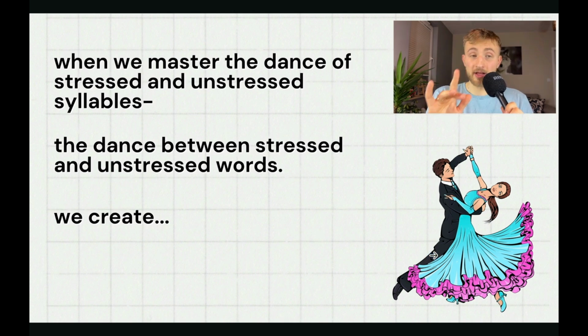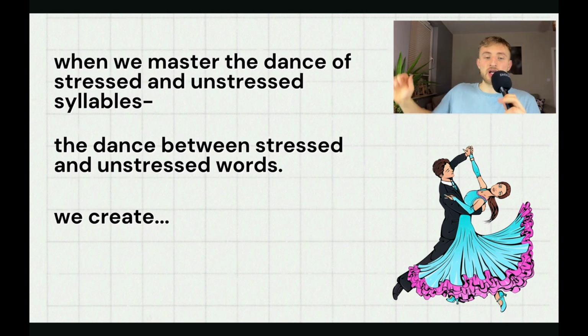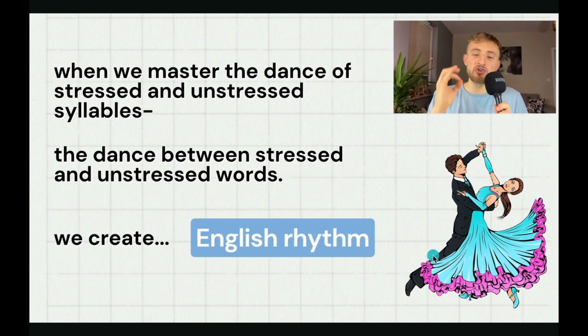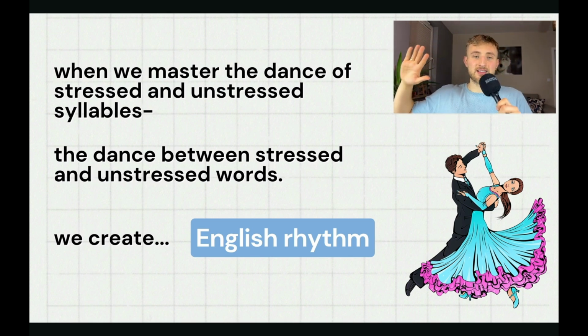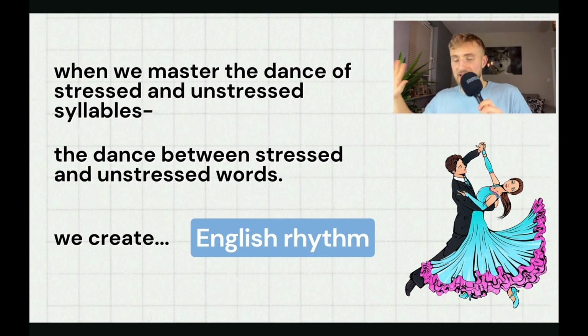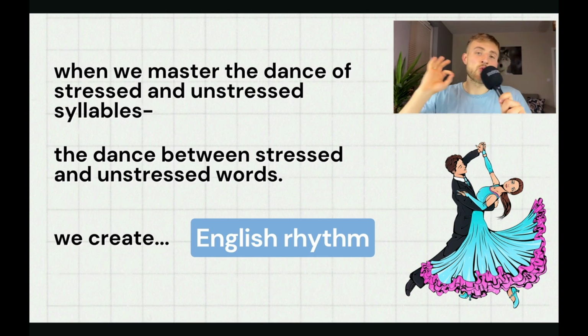And one more thing. When we master the dance of stressed and unstressed syllables, when we master the dance between stressed and unstressed words, because it is a dance, it's a balance, it's a beautiful dance, that's when we create English rhythm. English has a rhythm, and it's all about the system of stressed and unstressed syllables and unstressed and stressed words. Let's go.